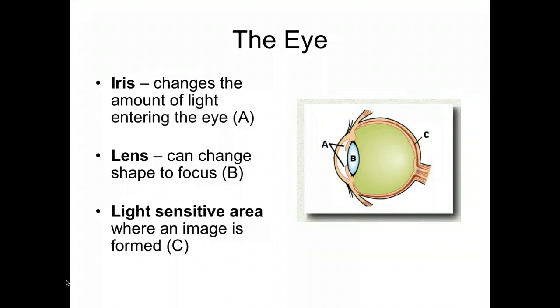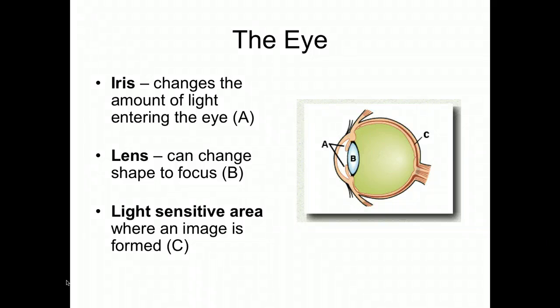that we talked about with the eye working exactly like a camera. Now, here on the right, we have an illustration of an eye, something very similar to what you have in your notebook. And there are three different areas we want to talk about. Area A is the iris, and the iris of your eye changes the amount of light that enters your eye. We talked about this before.